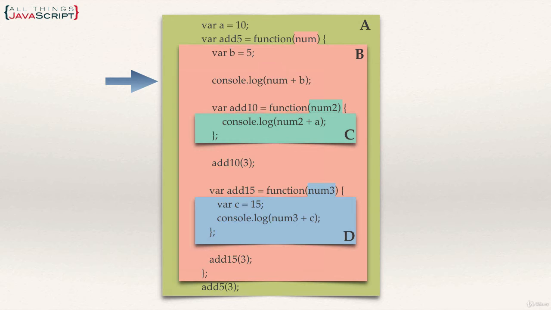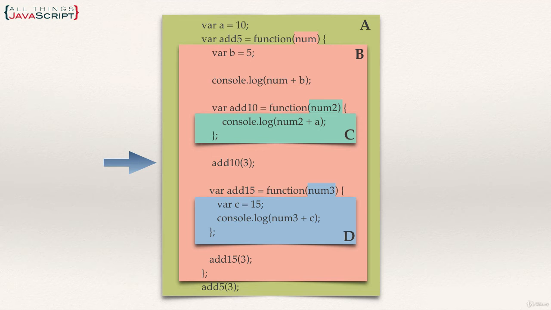First it searches for num inside its own scope. It finds it inside its own scope and therefore returns 3. It then searches for the variable b inside its own scope. It finds it and returns 5. And then prints out the number 8 because 3 plus 5 is 8.